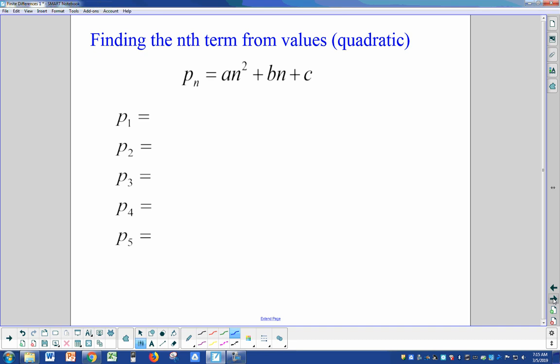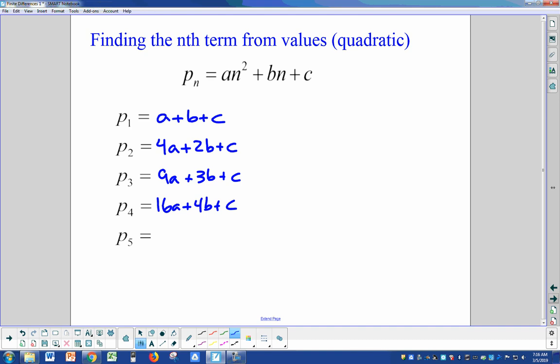So we're not given the a, b, and c coefficients, but in this case we're just going to write this out. If you let n equal 1, you'd have a plus b plus c. If you let n equal 2, we would have 4a, because that's going to be 2 squared, plus 2b plus c. If you let n equal 3, you'd get 9a plus 3b plus c. And I'll just do one more here. If I let n equal 4, I'd get 16a plus 4b plus c.